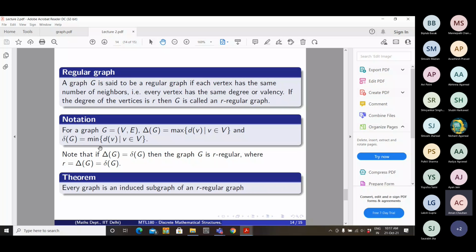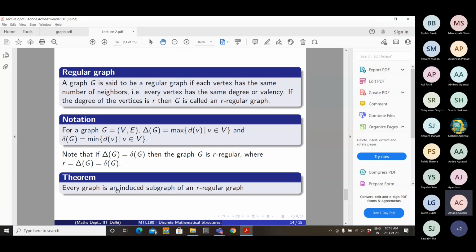Okay. So what we have learned is that by capital delta G we mean the maximum of the degrees of the vertices present in the graph, and small delta G is the minimum of the degrees of the vertices present in the graph. Okay. So in exams and in other cases also, if there is nothing mentioned and it is just simply written as capital delta G or small delta G, then you should understand that capital delta G means the maximum of the degrees of the vertices, and small delta G means the minimum of the degrees of the vertices. Okay. If anything is not mentioned there.